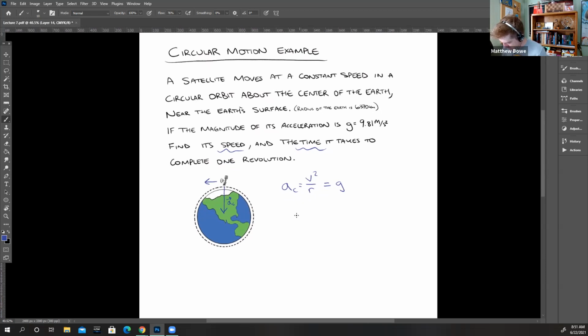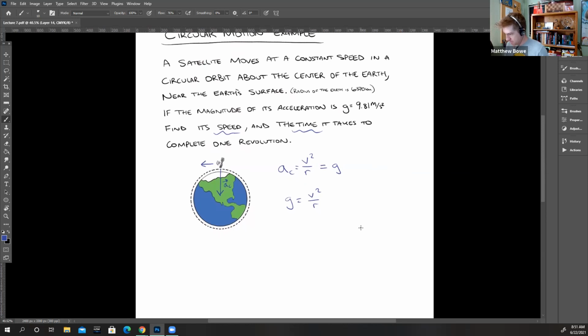So we could say that g equals v squared over r, like that. We want to find its speed. So pretty simple. We're just going to solve for the velocity in this equation. For the velocity, we would have to multiply the radius over and take the square root. So it'd be g times r under a square root.